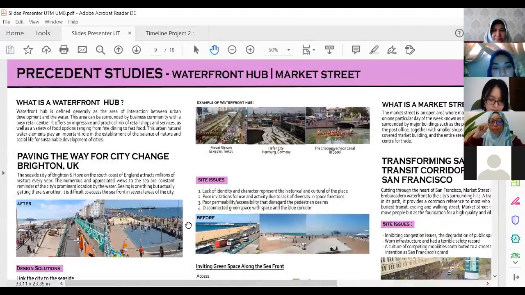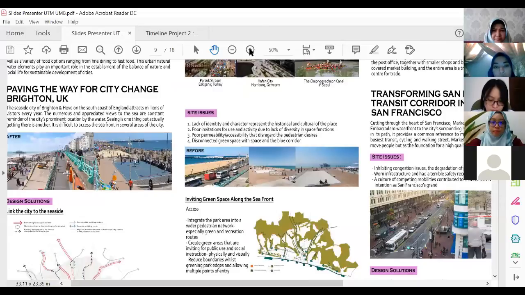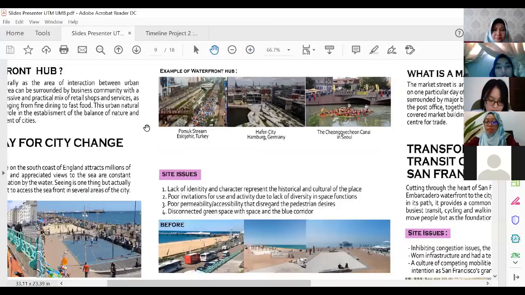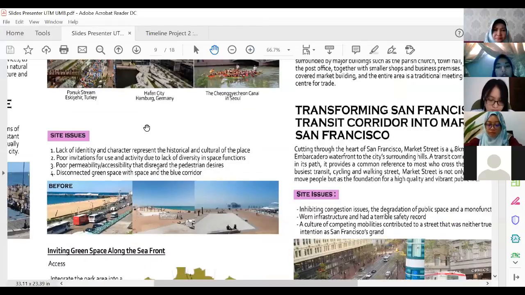Some of the site issues are similar to Pontian, which are a lack of identity and character to represent the culture of the place, and poor invitation for use and activity due to lack of diversity in space function, and other issues. What I was inspired by in this case study is that the design solution invites green space along the seafront.